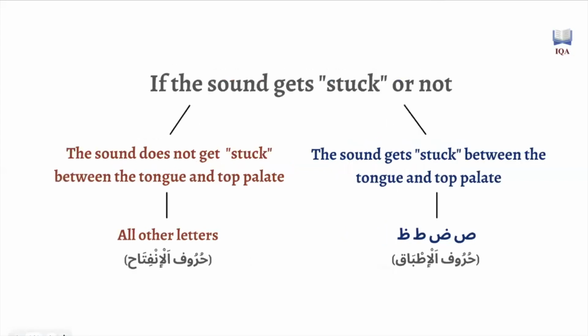And then finally we have whether the sound gets stuck or not. In these ones, the sound gets stuck between the tongue and the upper palate: sad, dad, ta, and dha, which are called huruf al-itbaq. Al-itbaq is an attribute, and it means that the sound gets stuck between the tongue and the upper palate. And then we have all the other letters in the Arabic language where the sound does not get stuck between the tongue and the upper palate. Those letters have the attribute of al-infitah, and they're called huruf al-infitah. So for example, fa, and so on and so forth.